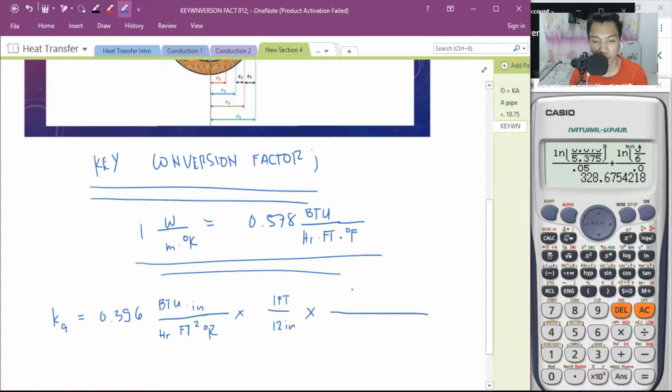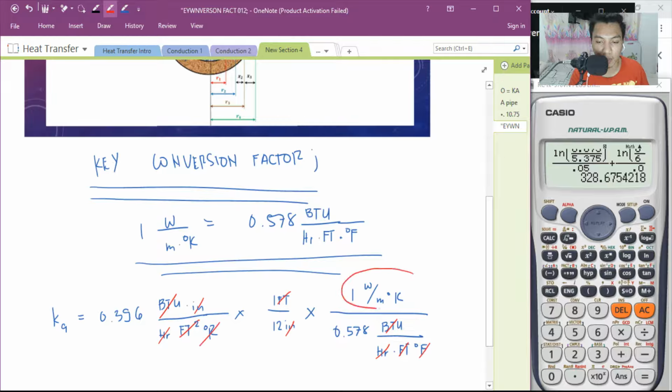So, we have 1 watt per meter degree Kelvin per every 0.578 BTU hour feet degrees Fahrenheit. O, cancel na natin yung same units. So, si BTU, BTU, si hour, hour, si feet, isang feet dito, yung inch, yung inch. Yung feet, degrees Fahrenheit, degrees Rankine, same lang yun. So, ang natira is watt per meter degree Kelvin. So, let us solve.